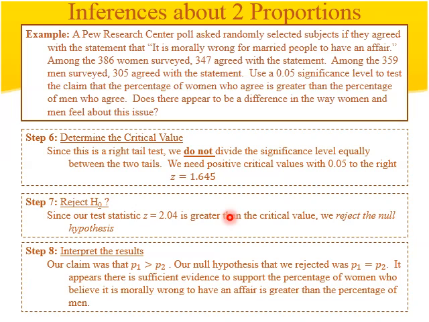So our claim was that the proportion of women who agreed is greater than the proportion of men who agreed. Our null hypothesis was that the proportions were equal, but we were able to reject this null hypothesis. So it appears that based on our sample, there is sufficient evidence to support the claim that the percentage of women who believe it's morally wrong to have an affair is greater than the percentage of men who agree with the statement. So it does appear that there is a difference in the way women and men feel about this.